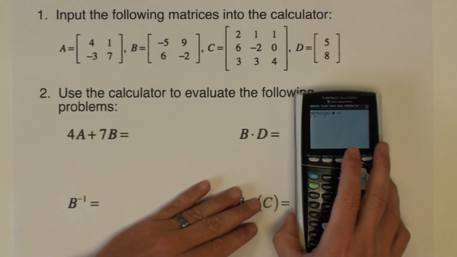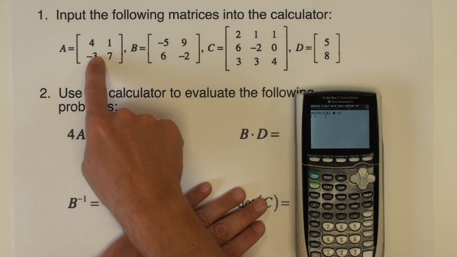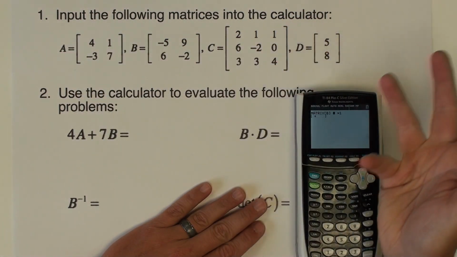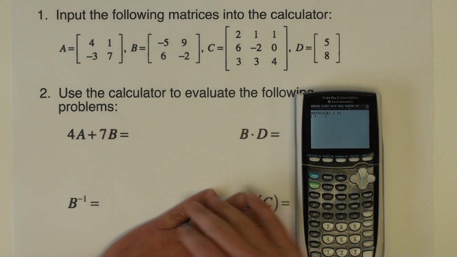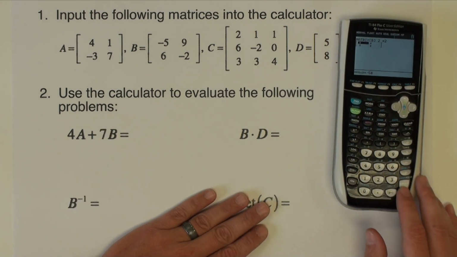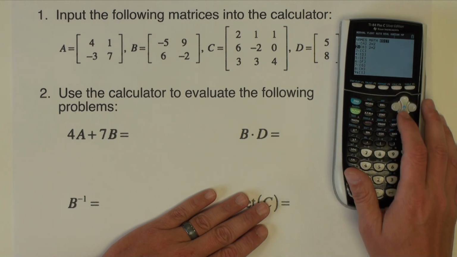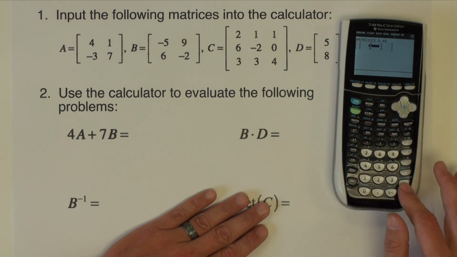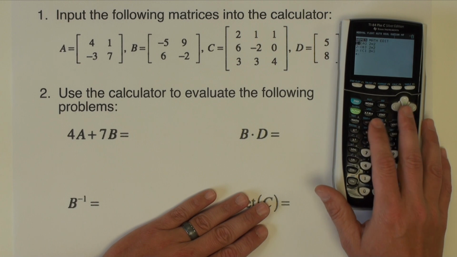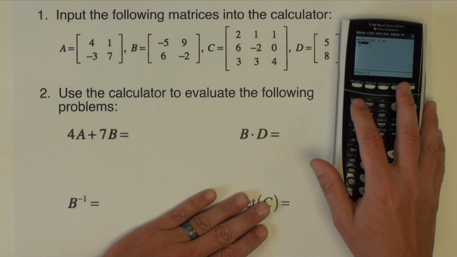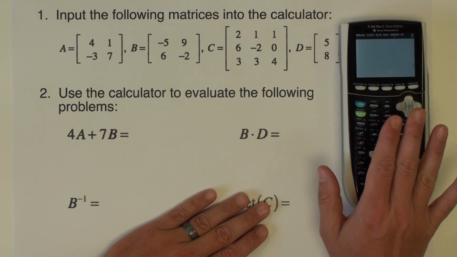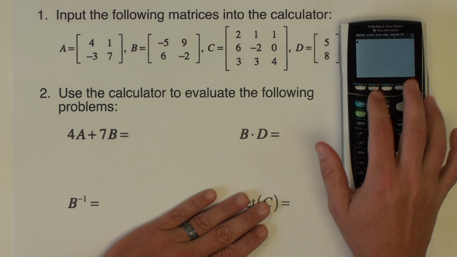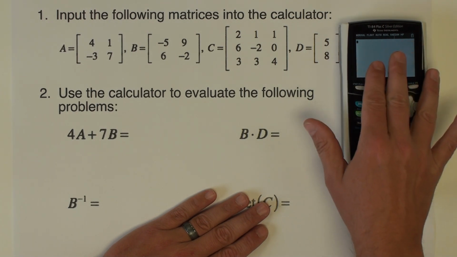So what you need to do is just take a moment and put in matrix A, B, C, and D, and when all those matrices are in, we'll come back together and we'll work through these problems. Okay, so I've got all 4 matrices typed in. When I was finished, I hit second mode to quit and go back to my main computation screen.